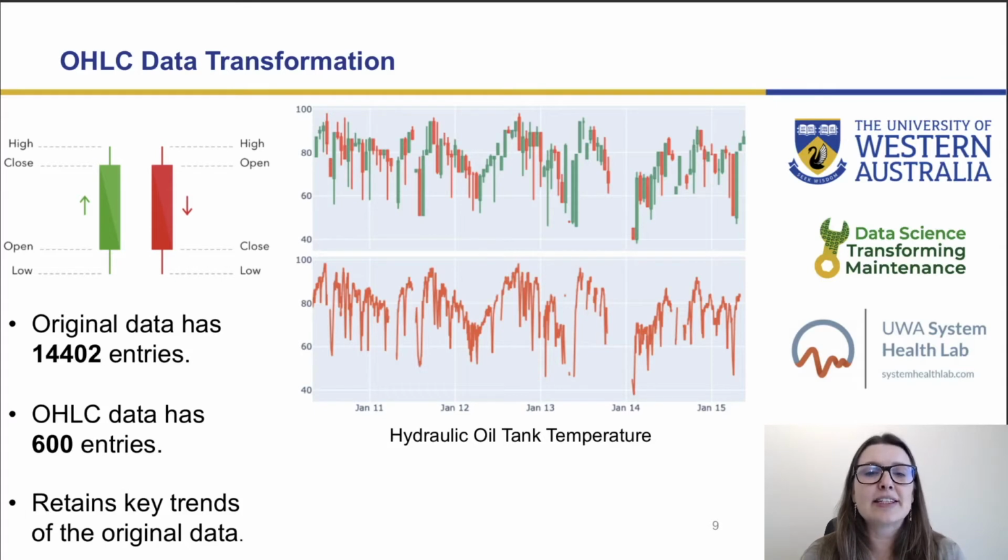The sensor data is manipulated by taking the first and the last values of each sensor, as well as the maximum and minimum for each 1 hour period, similar to the manner in which price data is manipulated to create OHLC charts. This allows the key trends of the data to be represented with less entries, as we can see in this plot in the slide. A period of 1 hour is chosen as it is expected that a failure will show symptoms multiple hours before it occurs.